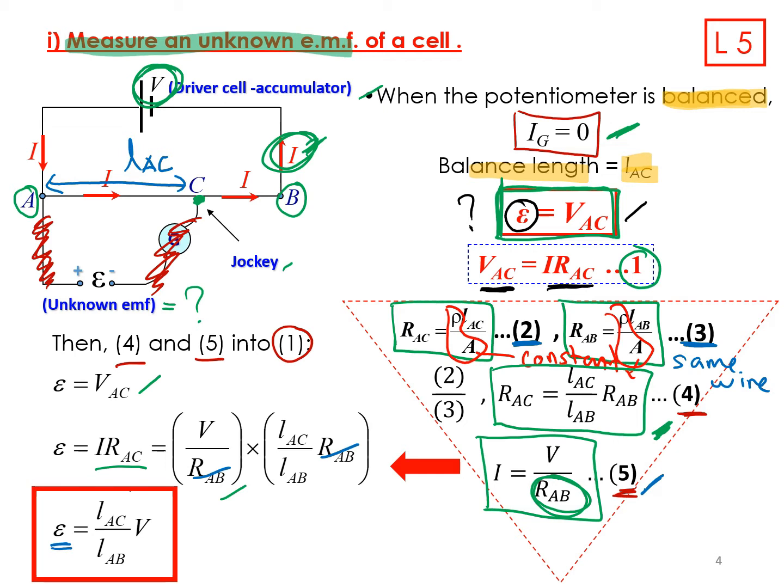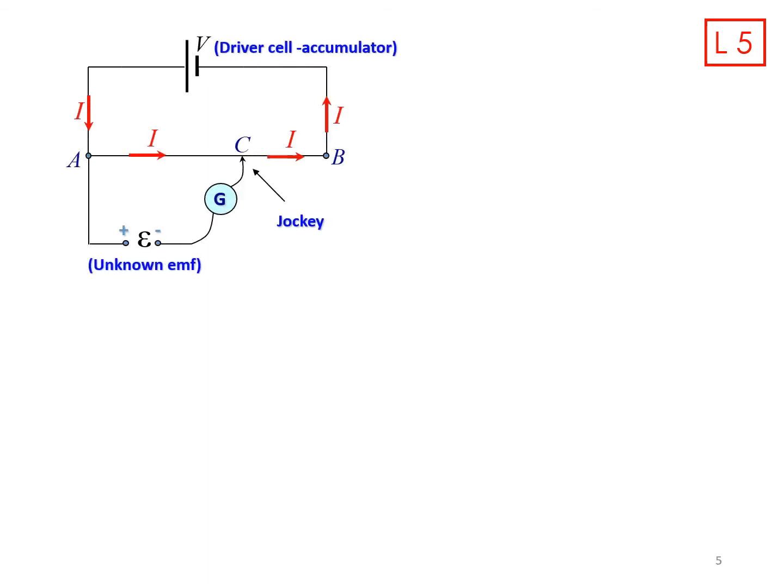By using LAC for the balance length, usually given, and the whole length of wire LAB, which is 100 cm, and this is the main supply, you can have the value of EMF. Settle. I will show you the simple method to find the unknown EMF by using the potential divider.